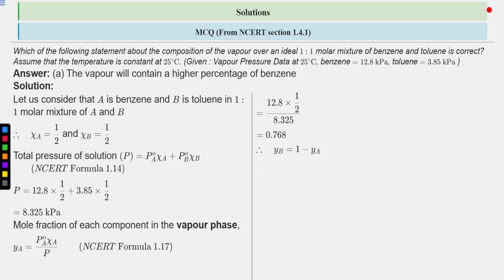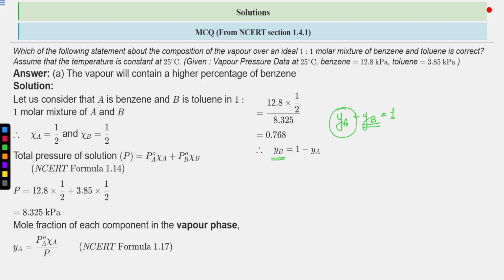Now the YB, that means the mole fraction of B, which is toluene, will be 1 minus Ya. Due to the relation, you know that in a solution the sum of the mole fractions of the components will be equal to 1. If you have two components A and B, their mole fraction sum will be equal to 1. If you find the value of Ya, you can derive the Yb value from this equation, which is 1 minus Ya.